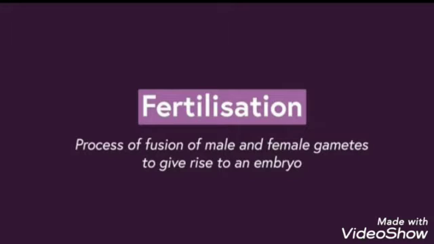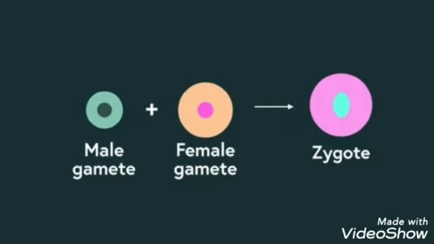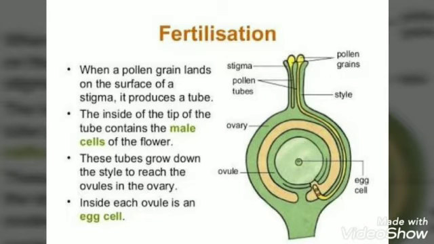Here, what is gamete? Gamete is a specialized cell which serves the function of reproduction. Thus, fertilization is the process when the male gamete fuses with the female gamete to form a zygote. Now let's know how fertilization takes place.